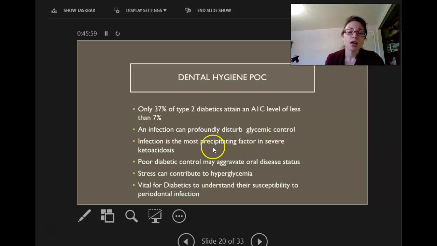Infection is the most precipitating factor in severe ketoacidosis, we said that. And poor diabetic control may aggravate oral disease. That's that bidirectional relationship. Stress can contribute to hyperglycemia. So it's really important that we help our patients have as comfortable and relaxed an experience as possible, because we don't want to add stress to that visit, since that can also have a negative effect on their blood glucose levels.